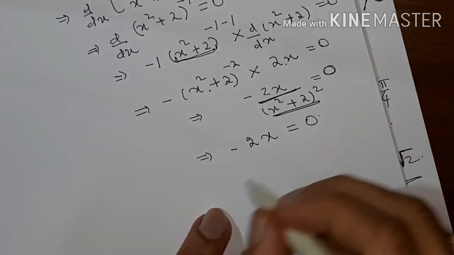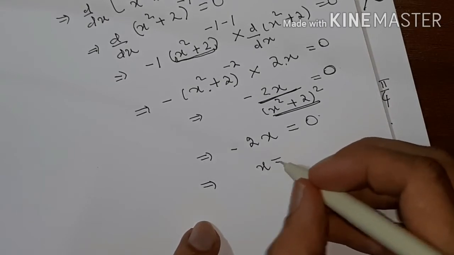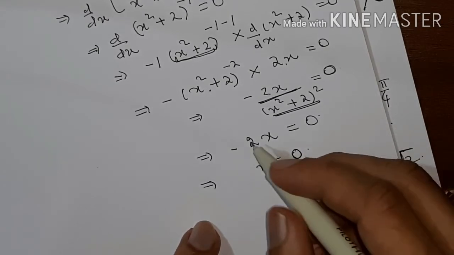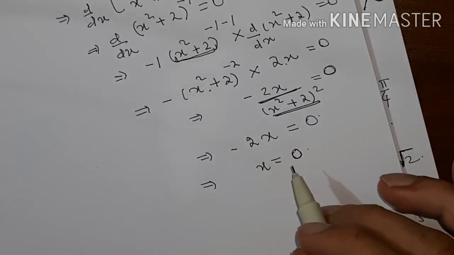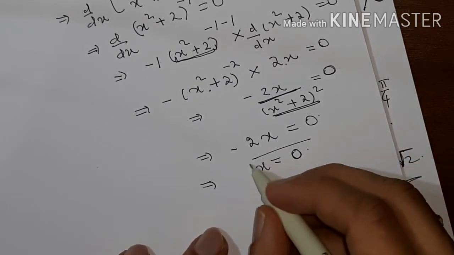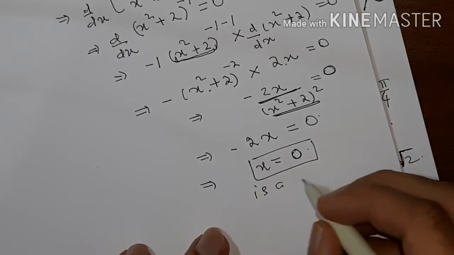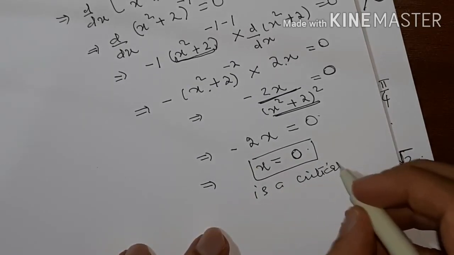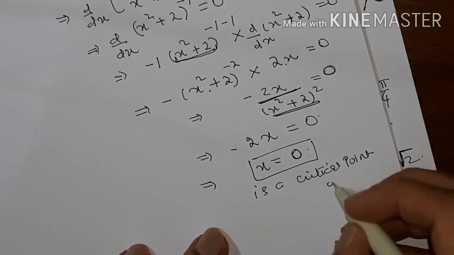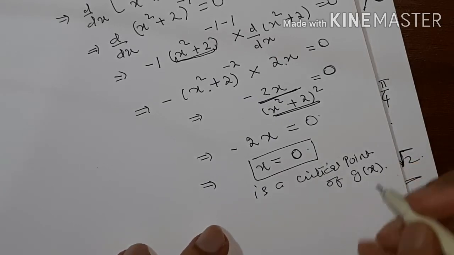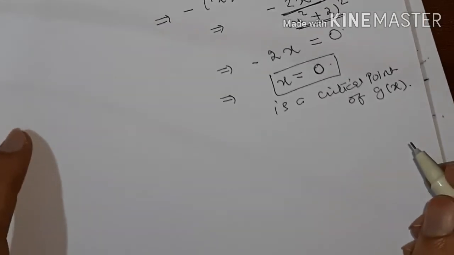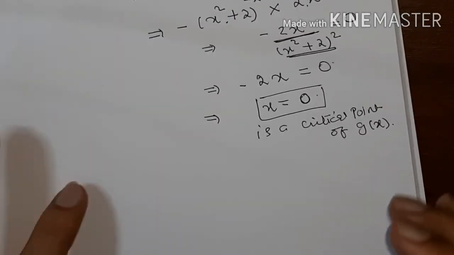So that means x is equal to 0, by dividing by minus 2 on both sides. So x equal to 0 is a critical point of g of x. Now once you find the critical point, what is the next step?